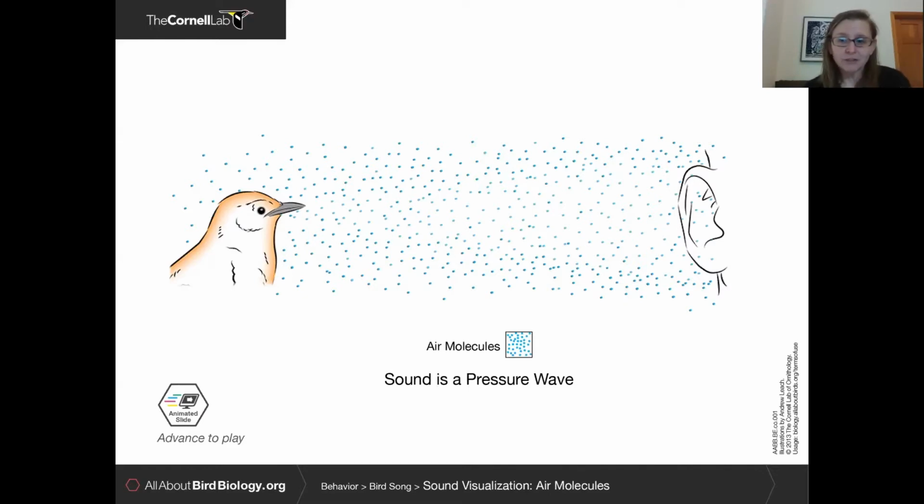If you constrict your larynx to be very tight, you can make really high sounds, and if you relax it to be very open, you can make low sounds. And then the amount of air that you're pushing across the larynx influences how loud the sounds are, and the same is true with birds.